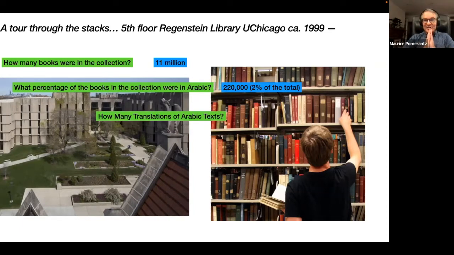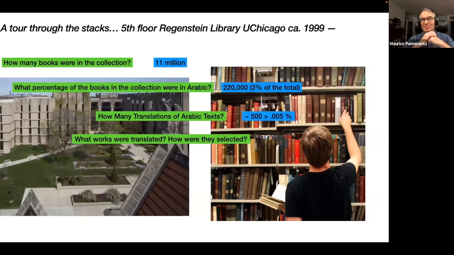Now, how many of these were actually translations of Arabic texts at that time? Now we're getting much smaller. In fact, I would estimate, I would put the number at less than 0.05% of that 220,000 books, so less than around 500 or approximately, in that you could take these as orders of magnitude. And then we ask ourselves, what works were actually translated? How were they selected?